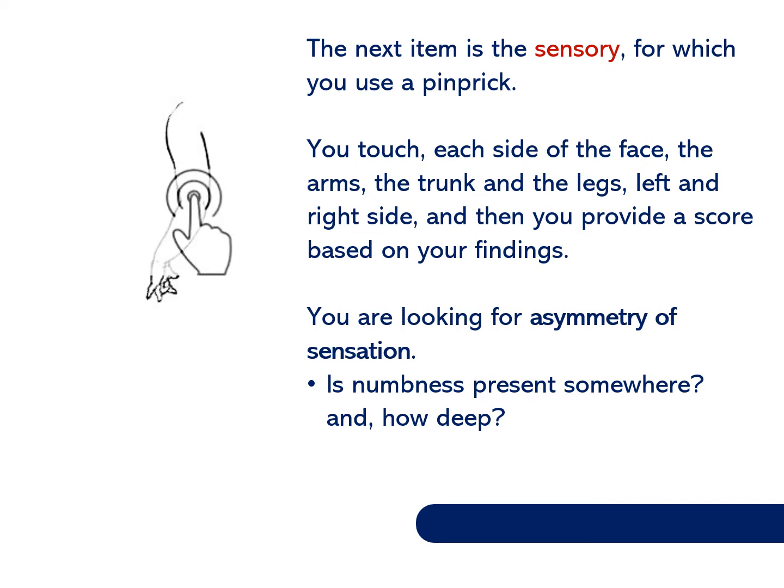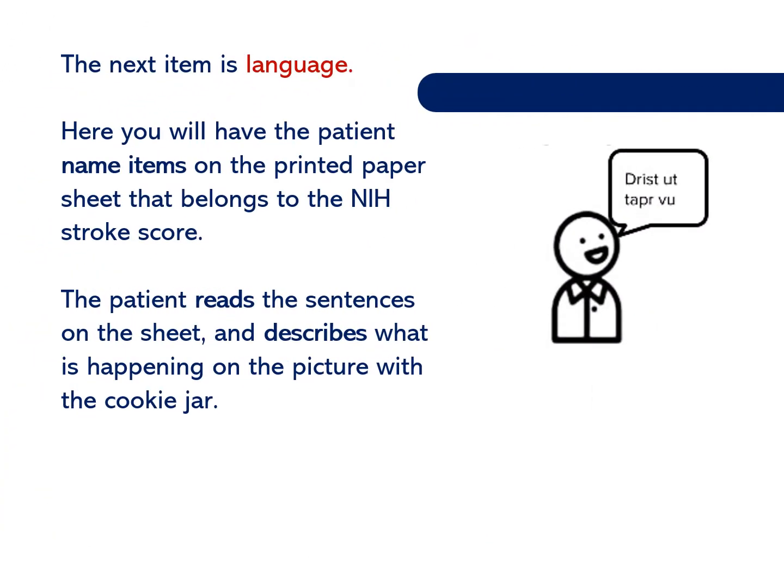Is numbness present somewhere? And how deep? The next item is language. Here you will have the patient name items on the printed paper sheet that belongs to the NIH stroke score. The patient reads the sentences on the sheet, and describes what is happening on the picture with the cookie.